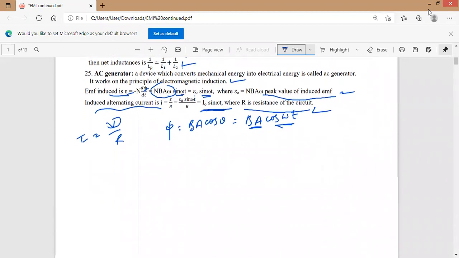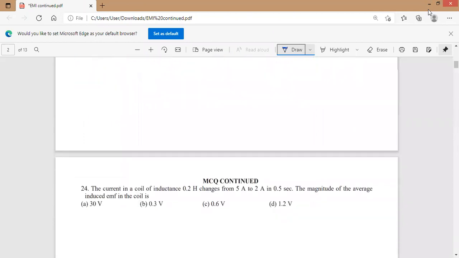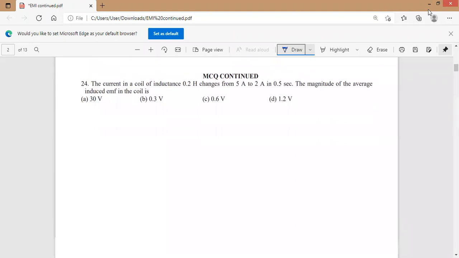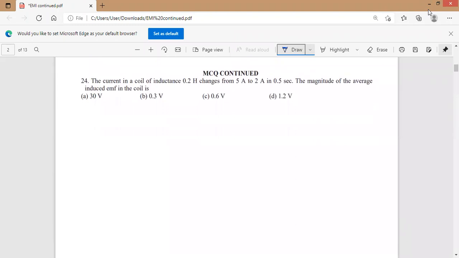So with this small introduction, we go to the multiple choice questions on self-inductance and mutual inductance. The first one: the current in a coil of inductance 0.2 Henry changes from 5 ampere to 2 ampere in 0.5 seconds. The magnitude of the average induced EMF of the coil is?